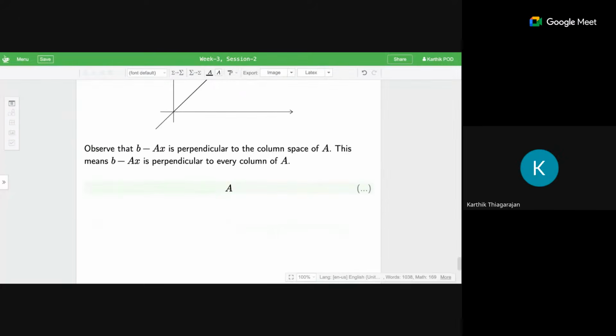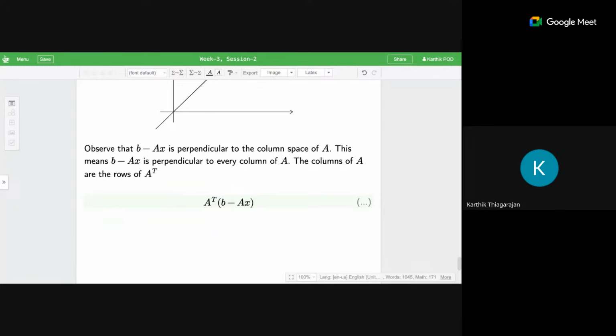Okay, so once again, remember that the columns of A are the rows of what? A transpose, right? The columns of A are the rows of A transpose. So if b minus Ax is perpendicular to the columns of A, then it's perpendicular to the rows of A transpose. So A transpose times (b minus Ax).